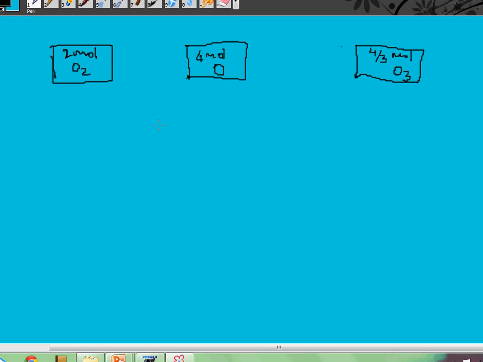In each of these cases we have to calculate the mass inside the container. We already know the formula which we have to use here. We know that the number of moles is equal to given mass divided by gram molecular mass or gram atomic mass, depending on what is given in the question. Alright, so let's see.